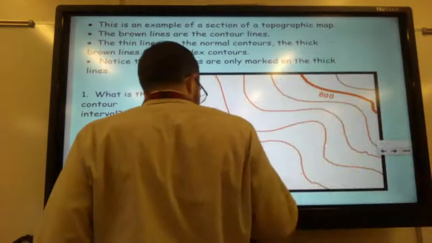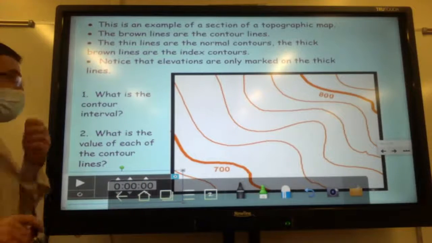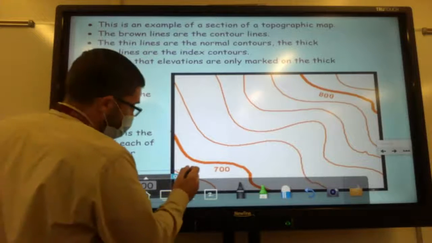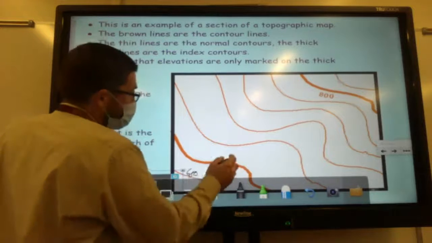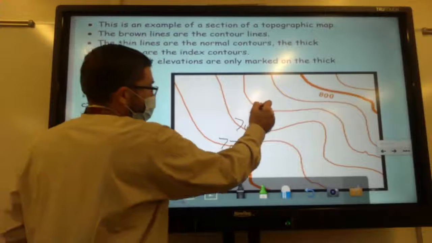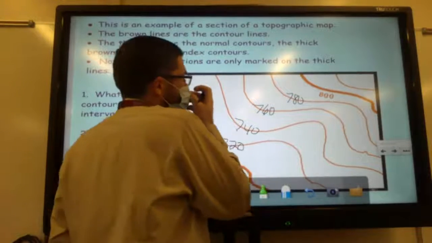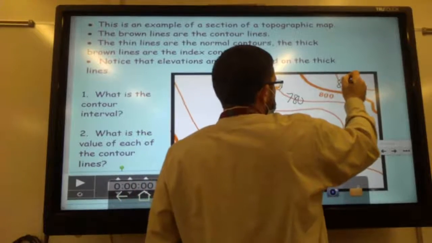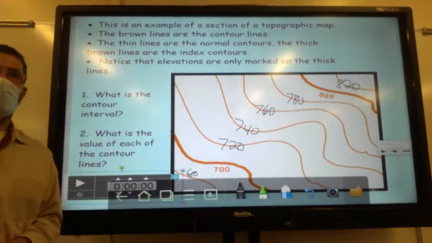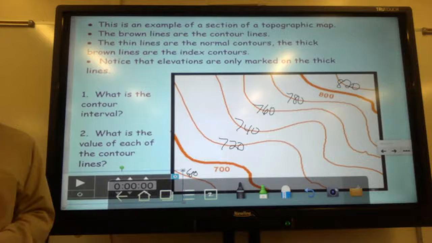So what you do to check yourself is you plug in the values to see if it works. And you had to do that anyway because the second part of the Do Now was what is the value of each contour line. So this one here should have been 680. You got 700, 720, 740, 760, 780, 800, and then 820. All right? Good?